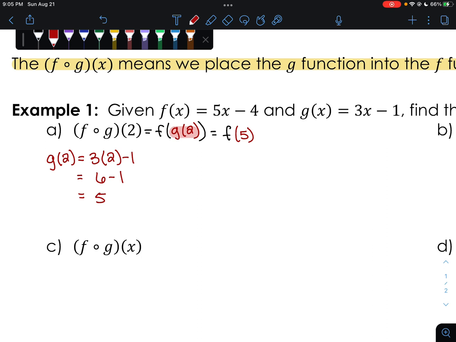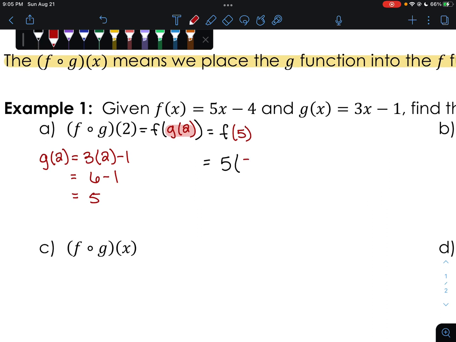Now all we need to find is f of 5. Well, f is the 5x minus 4. So that would be 5 times 5 minus 4, which is 25 minus 4, which is equal to 21. So f of g of 2 is equal to 21.